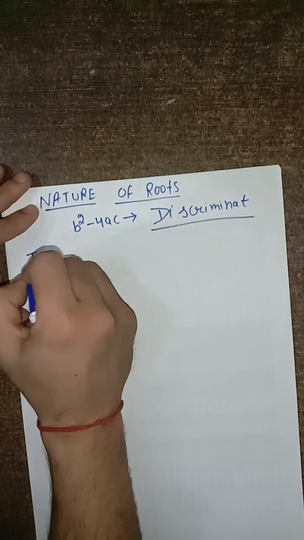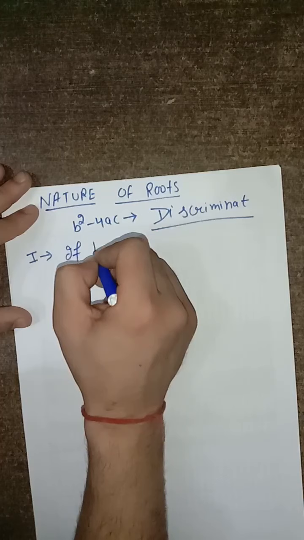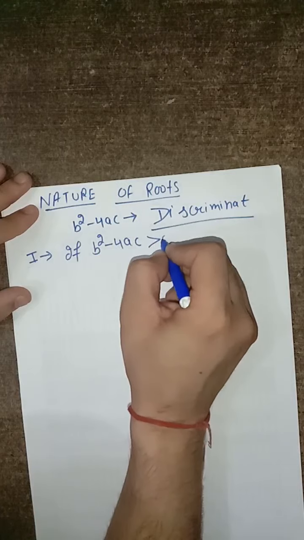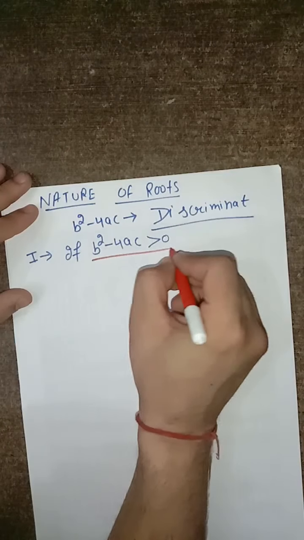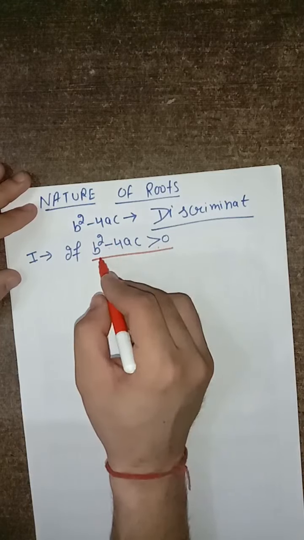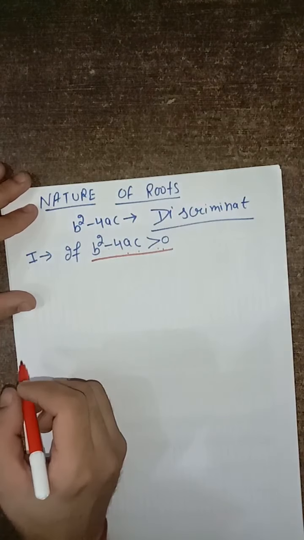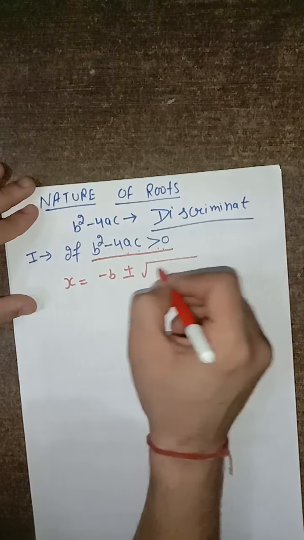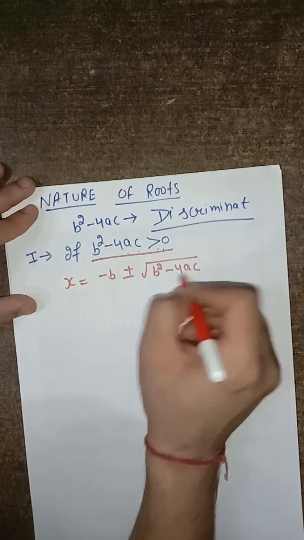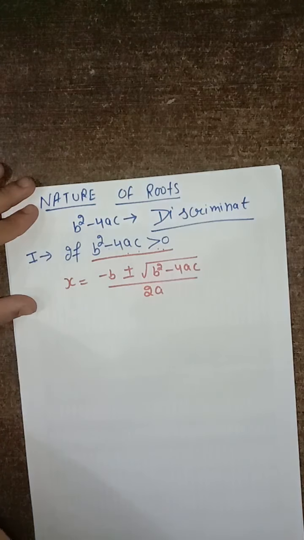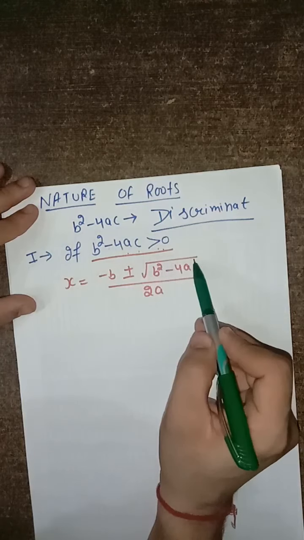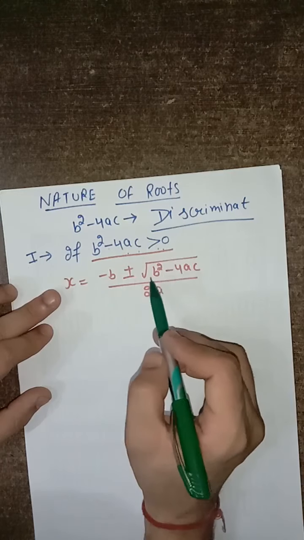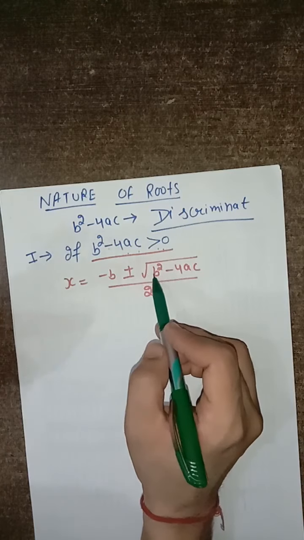First case is if b square minus 4ac is positive, means greater than 0. If my discriminant is positive, then x equals minus b plus minus square root of b square minus 4ac divided by 2a. Then this whole term will be positive and the square root will be positive. Then there will be two real roots but distinct.